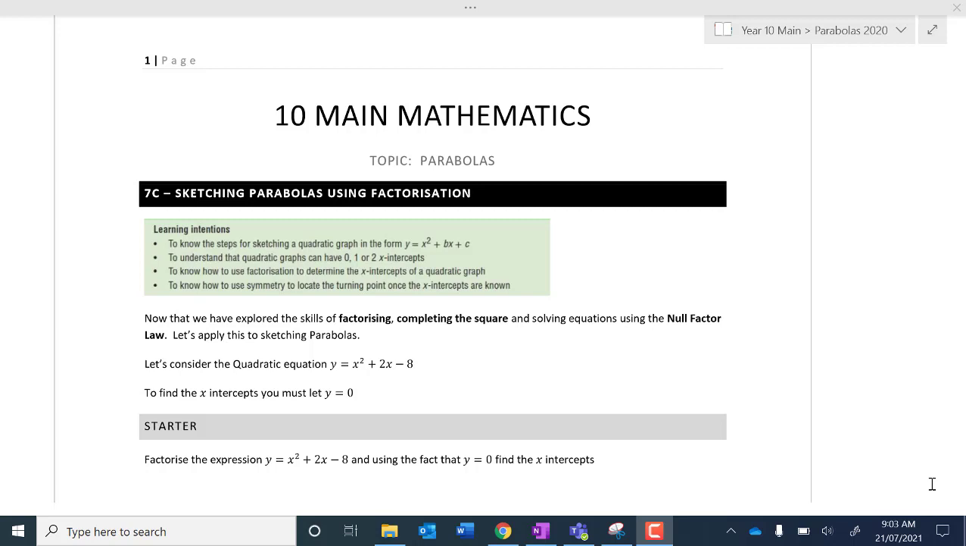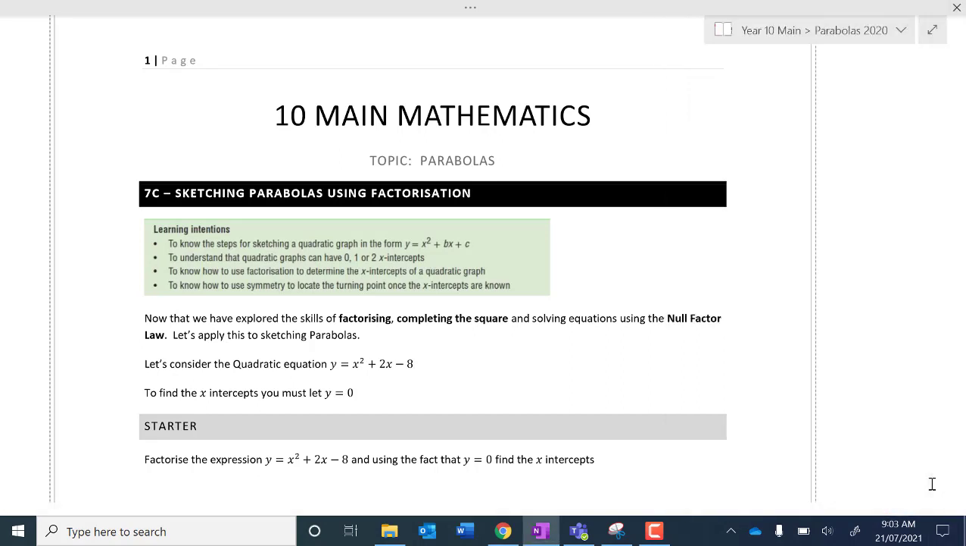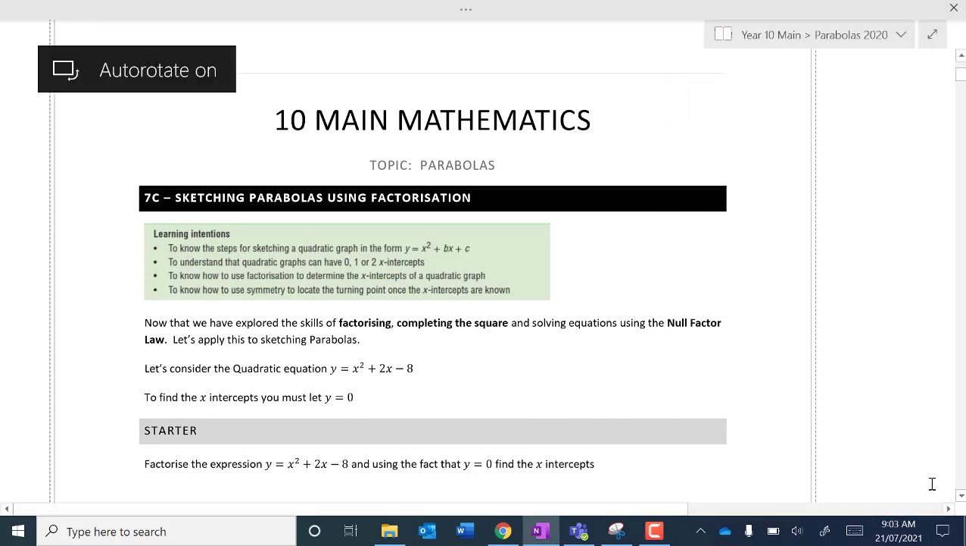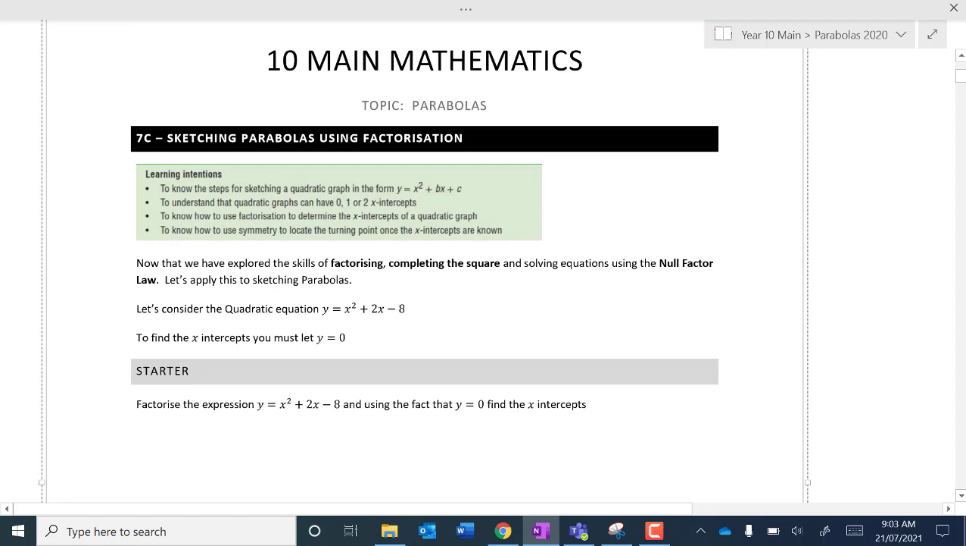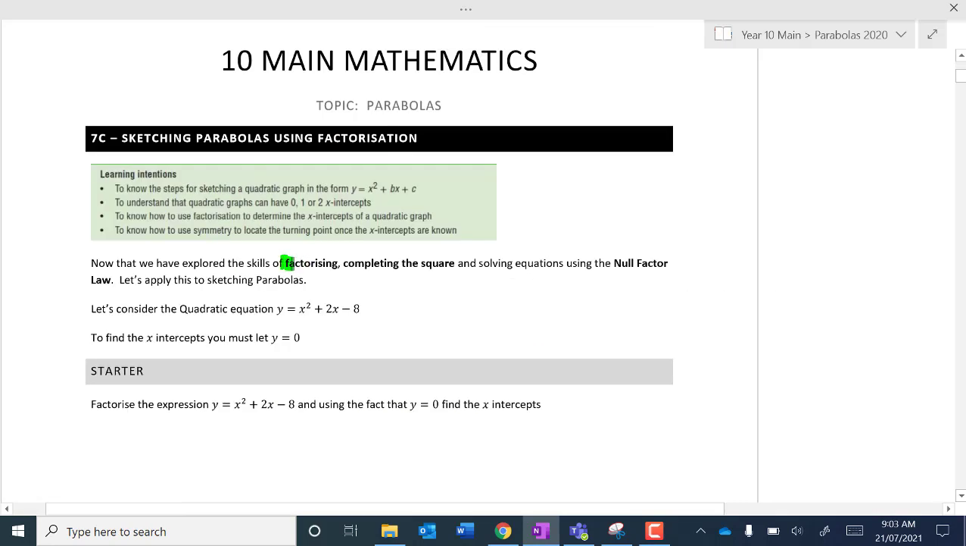Of course, we're making the assumption that you have done all of that factorizing in our previous unit, but this time we're going to apply it to sketching quadratics and parabolas. So we've explored the raw skills of factorizing, completing the square and null factor law, and we're going to apply those, so if we can apply those, then we can sketch a parabola.